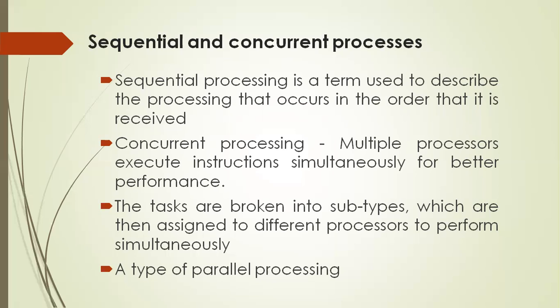In concurrent processing, the task or the program is divided into subtasks, which are then assigned to different processors to perform simultaneously. A large and complicated process is divided into smaller and simpler subprocesses. Each subprocess starts executing in parallel on a different processor. Hence, concurrent processing is also called a special type of parallel processing.